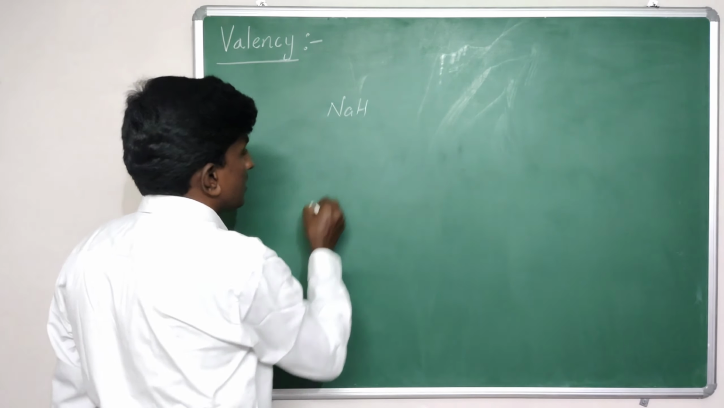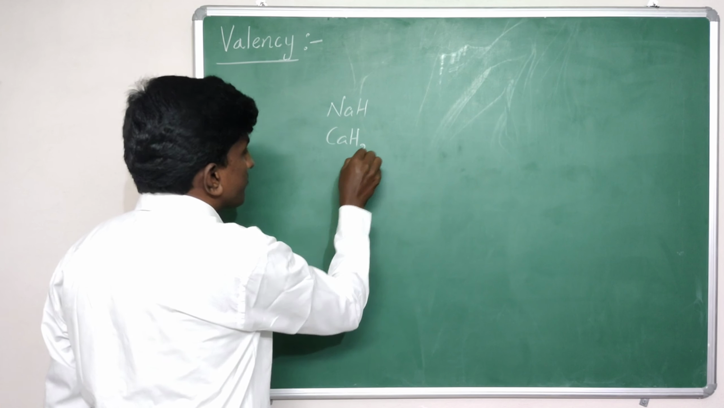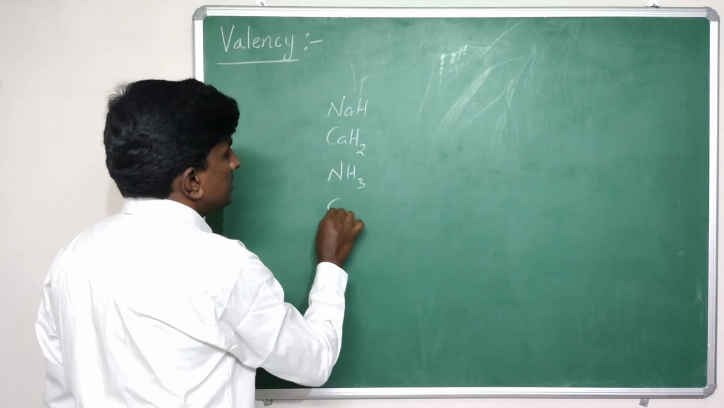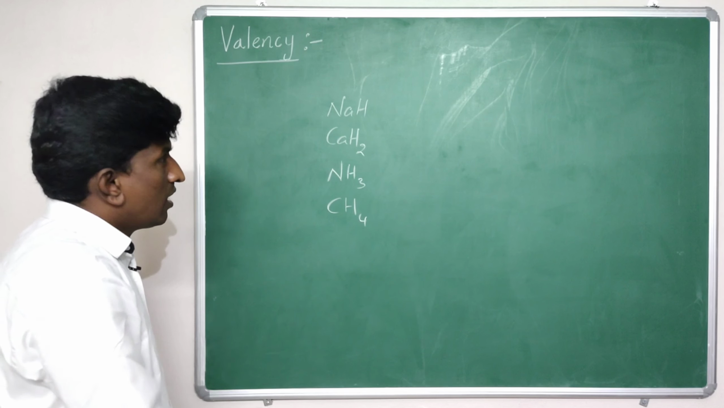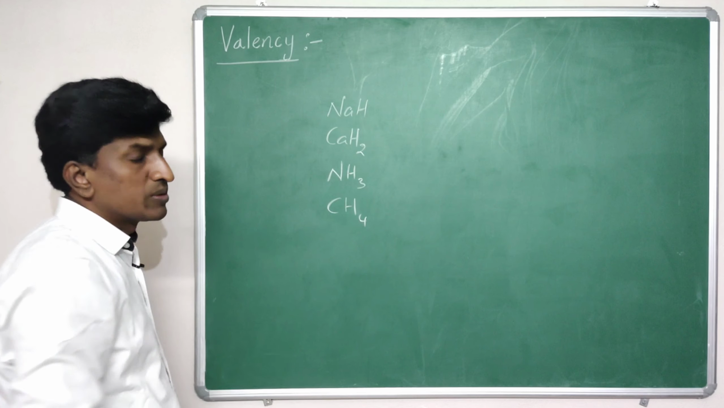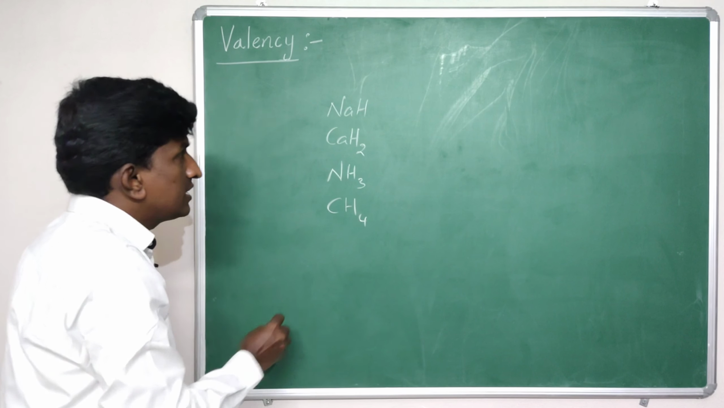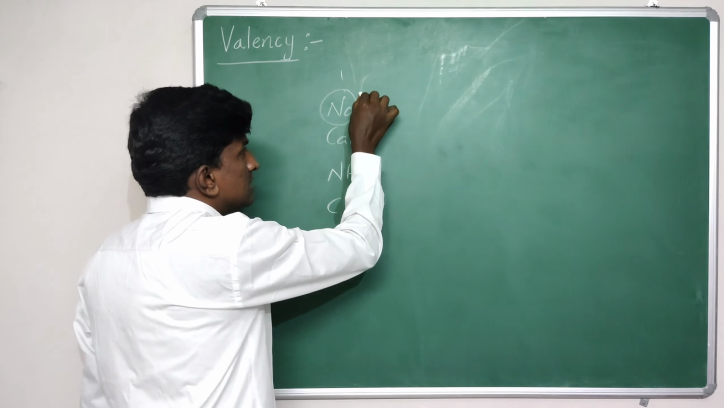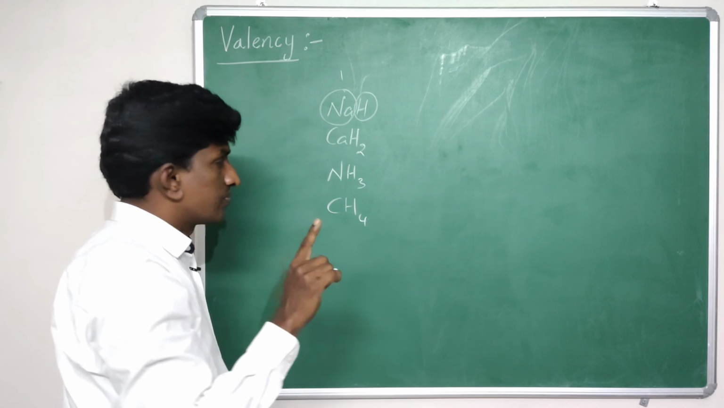NaH and CaH2 and NH3 and CH4. Here all these elements, sodium, calcium, nitrogen and carbon, are combined with hydrogens. Here the valency of sodium is 1 because the sodium has combined with one hydrogen.